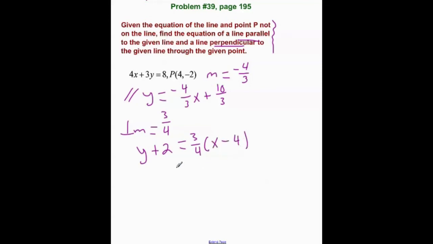Not so much bleeding that time. I'm really working on it. So we have y plus 2 is equal to 3/4 x minus 12/4, or basically 3. So 4 divided by 4 is 1. 1 times 3 is 3. So minus 3. And then we're going to subtract 2, so we get y is equal to 3/4 x minus 5.